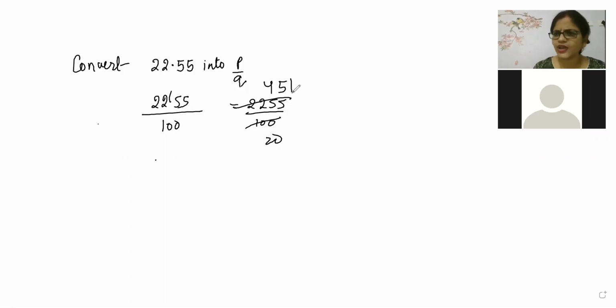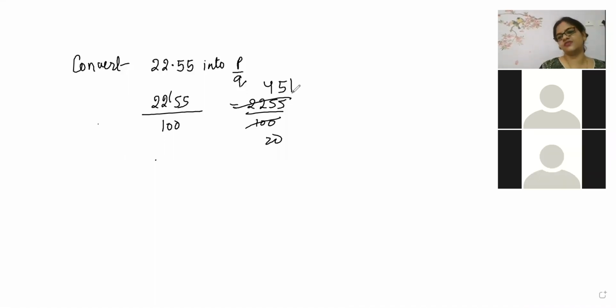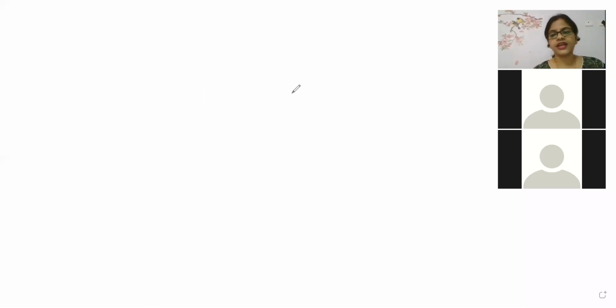One pattern fully over. Now we will go for another pattern. Very good. P by Q to decimal and decimal to P by Q form. Fabulous work, guys. Super. Now next one. Get ready. Non-terminating, repeating.